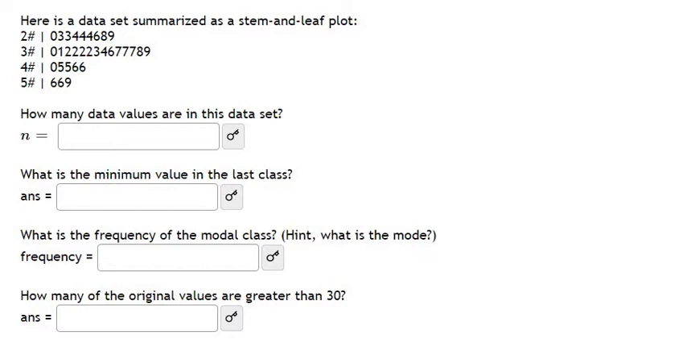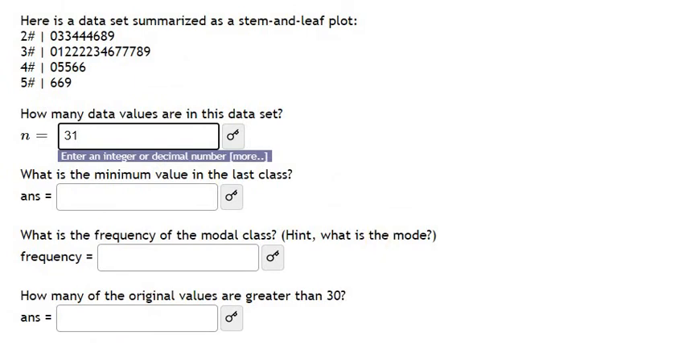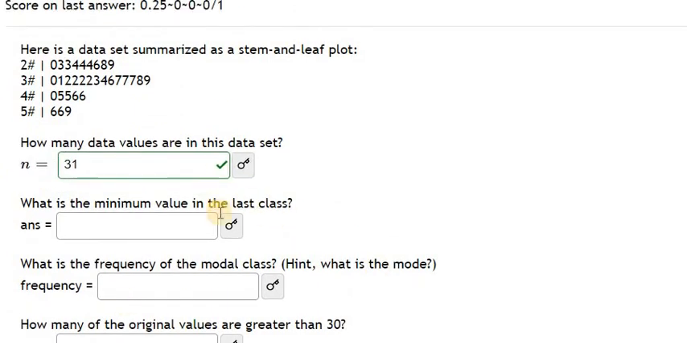As we know, this is a stem and leaf, and we can easily find the raw data by reconstructing that from the stem and leaf. Basically, every leaf right here represents one data value. So if we count the total number of leaves, that's how we're going to get our data set size. I counted that, and the answer was 31. So I'm going to say 31 right here, and I'm going to submit that answer.